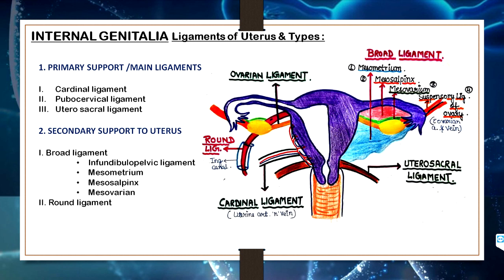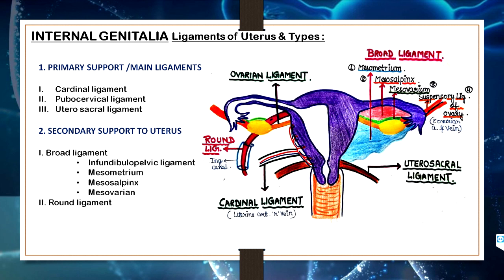Second one is the mesometrium ligament. In light blue color, I have drawn it, colored it light blue color. Mesometrium. This is the largest portion of the broad ligament, and this is present below the meso-ovarian ligament. So mesometrium is the largest portion of the broad ligament.